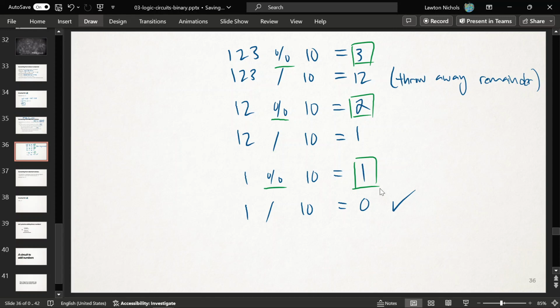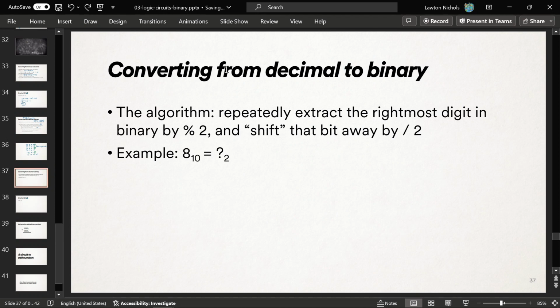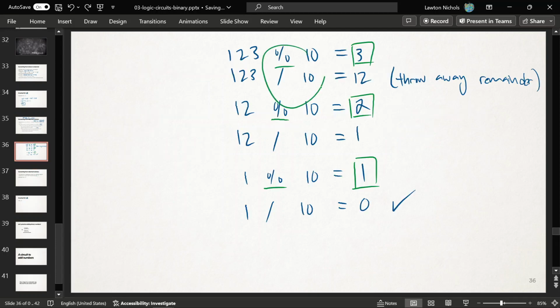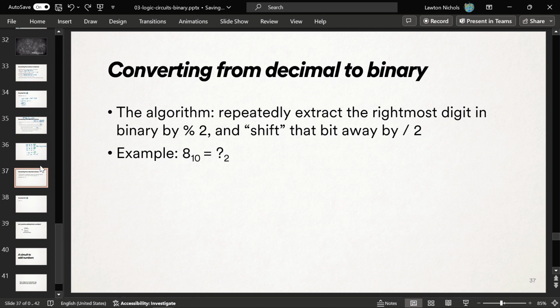So look at where the base appears. I'm extracting the decimal digits of this decimal number because I'm doing mod 10 and divide by 10. If I change these 10s to 2s, I'll start extracting binary digits, bits, and shifting away those bits and getting the next rightmost bit. That's the secret. So this generalizes all over again. It's just a more complicated process, right? So here's how you do it. You repeatedly extract the rightmost digit in binary by mod 2 rather than mod 10, okay? And then you shift away that bit that you just discovered by divide by 2 rather than divide by 10. So this generalizes to binary. It's all going to work out.